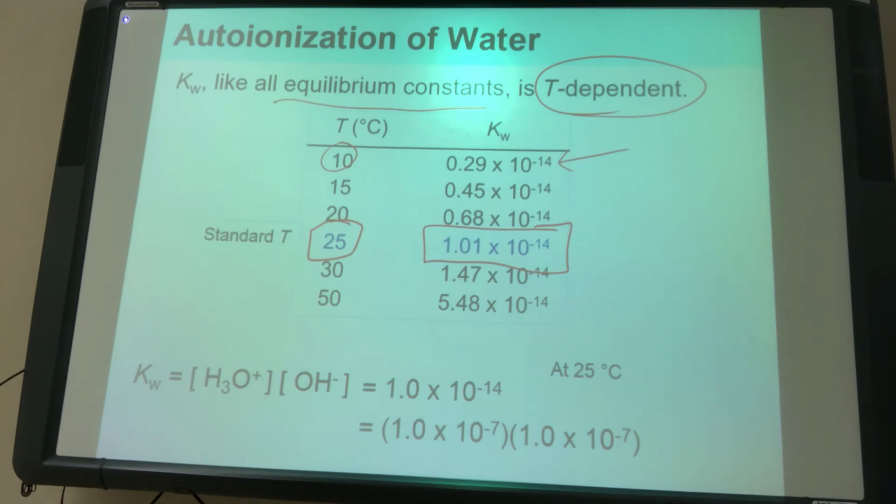I can then try to figure out what each one of these would be. Because if these two, think about it like x times x, has to be the 1 times 10 to the negative 14, that means that each one of these x's has to be 1 times 10 to the negative 7. This is going to be really helpful later. Okay? So now we have our Kw. So let's talk about what these numbers mean. And how do I know if a solution is going to be acidic, basic, or neutral?